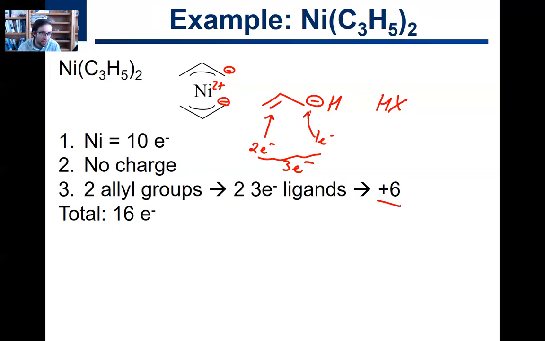This is quite common. There's lots of exceptions to the 18 electron rule. And it all comes down to the energetics of the molecular orbital diagram. We'll learn later on in the course that d8 metals, which this is a d8 metal. Why is this a d8 metal? It was in group 10, 10 electrons, but then it was a +2 oxidation state. So that's 8 electrons, right?